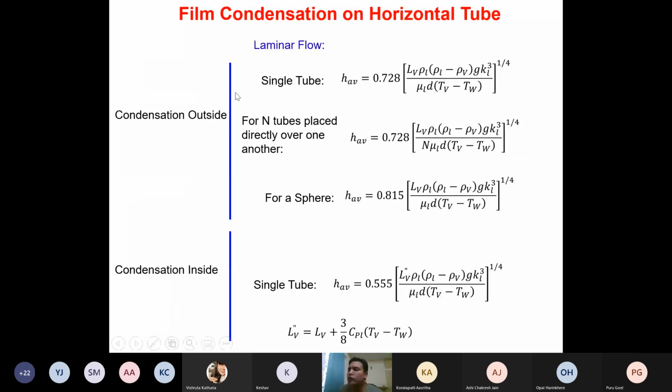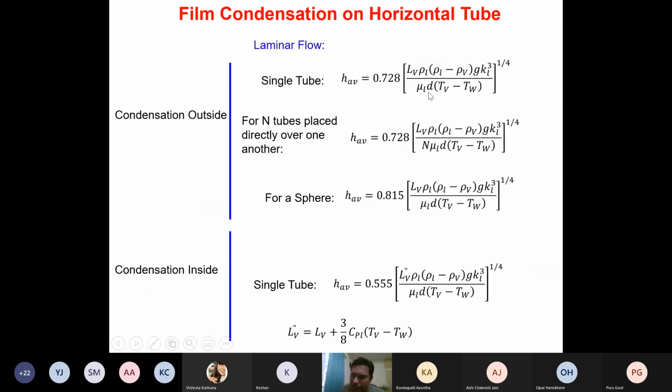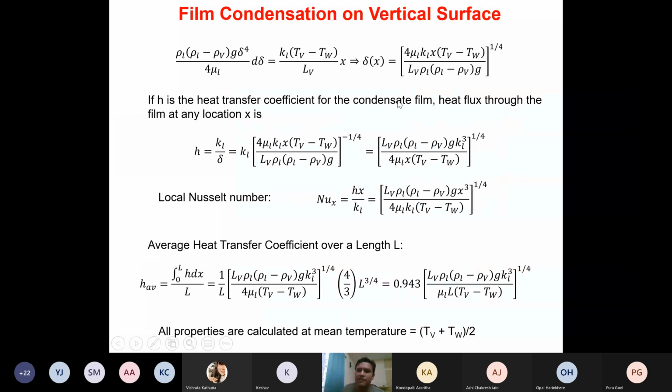If we are considering a horizontal tube, unlike the vertical plate or vertical tube we have considered so far, if we consider a condensation outside the tube with a horizontal tube, for a single tube, the correlation is given as 0.728. Remember, in the earlier case it was 0.943, but the difference here is 0.728. And instead of capital L here, the diameter of the tube D is used. Unlike in an earlier case, it was capital L, isn't it? Again, this particular expression one can derive in a similar manner.